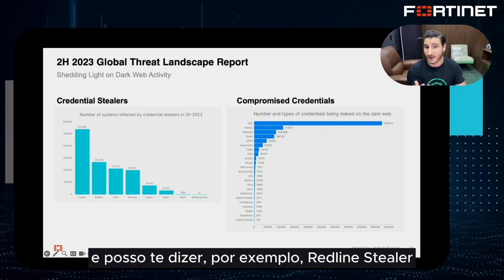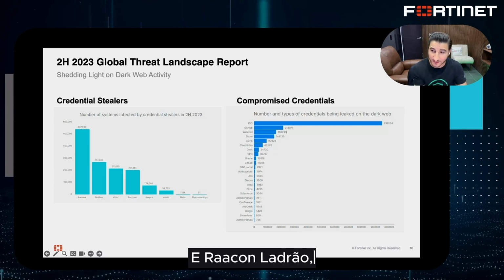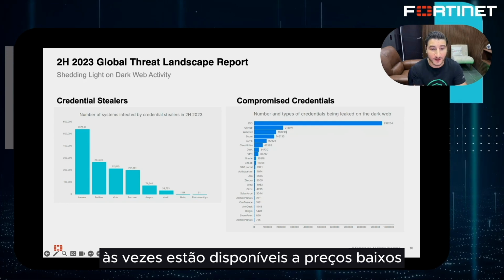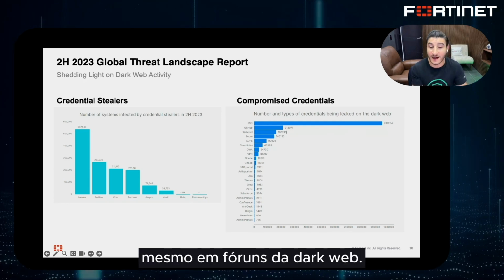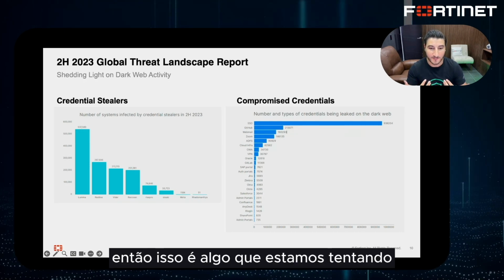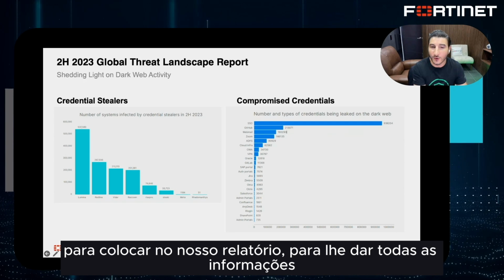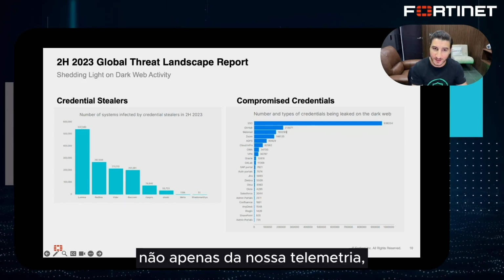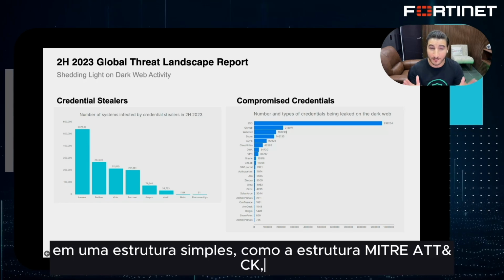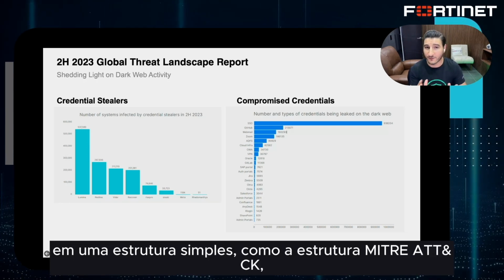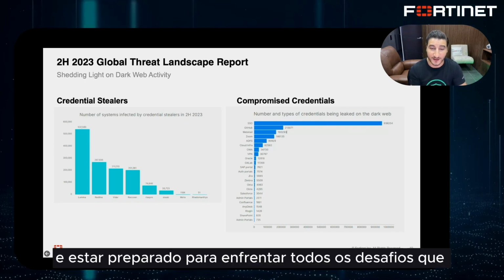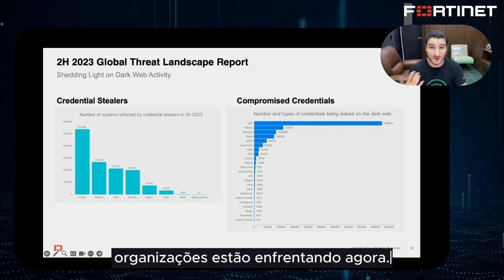And I can tell you, for example, Redline Stealer, Raccoon Stealer, their stealer logs are sometimes available at low prices, even in dark web forums, right? So this is something that we are trying to put in our report to give you all the information, not only from our telemetry, but also from the darknet. And also we try to correlate and put it in a simple framework like the MITRE ATT&CK framework to get more intelligence on that and be prepared to face all the challenges that organizations are facing right now.